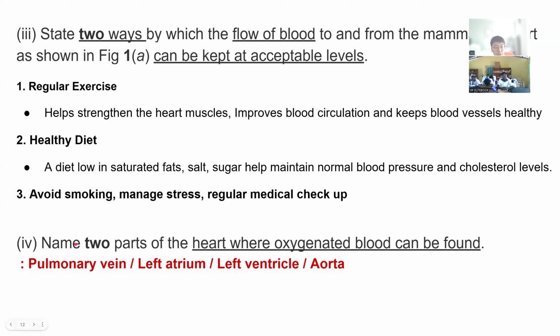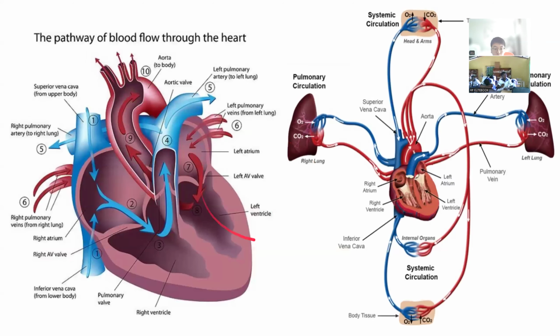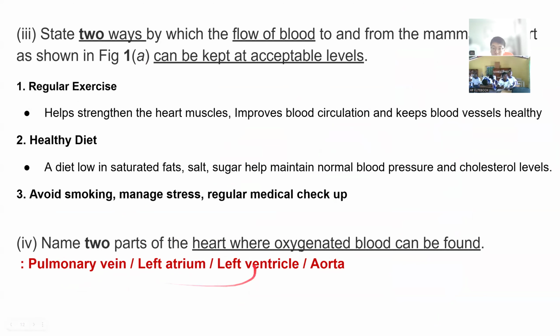The last part asks us to name two parts of the heart where oxygenated blood can be found. So, oxygenated blood, all of it you can say is on the left side over here. So, all of the oxygenated blood is on the left side, and you can pick any of these. You can pick the pulmonary veins, the left atrium, the left ventricle, or even some part of the aorta that is inside the heart. All of these are where oxygenated blood can be found.